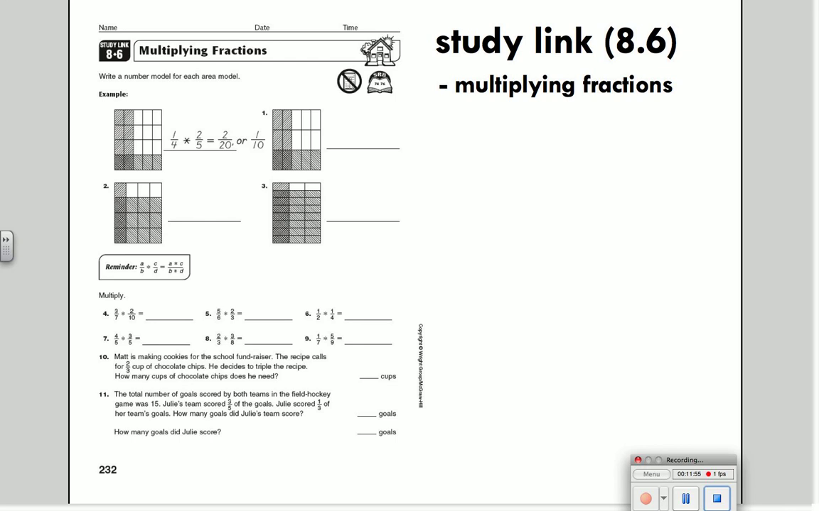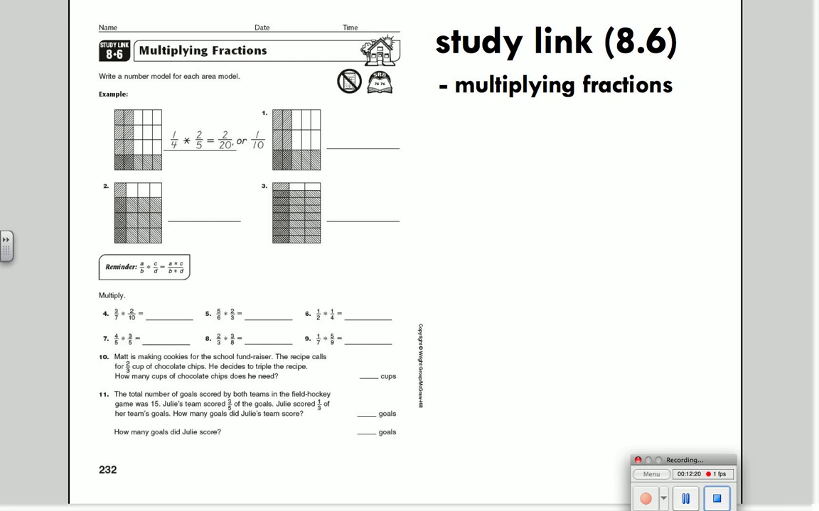They shaded in 1 out of the section, out of the 4. Up and down, they split it into 5. Shaded in 2 of the 5, and their answer was 2/20 or 1/10. So do the same thing for questions 1, 2, and 3. Then for number 4, that should be simple enough, 4 through 9. Lastly, numbers 10 and 11, think about it.